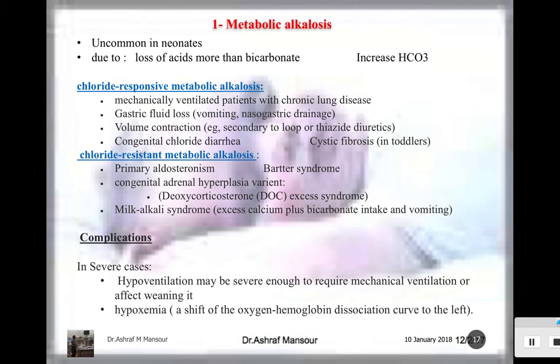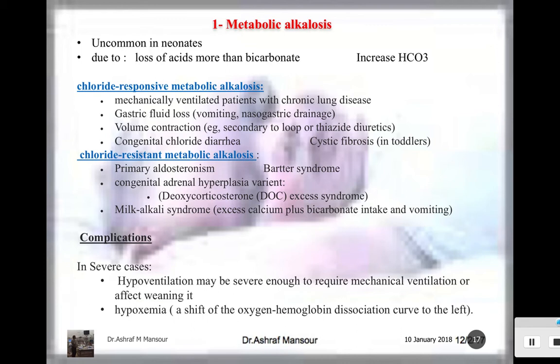In the metabolic, number one will be the metabolic alkalosis. It is uncommon, and usually it is due to loss of acid more than loss of bicarb, or increase in the bicarb reabsorption. And from pediatrics we know that it is either chloride responsive metabolic alkalosis, like which occurs in a mechanically ventilated baby with chronic lung disease, or chloride resistant metabolic alkalosis, like Bartter syndrome, congenital adrenal hyperplasia, the DOC type, or milk-alkali syndrome.